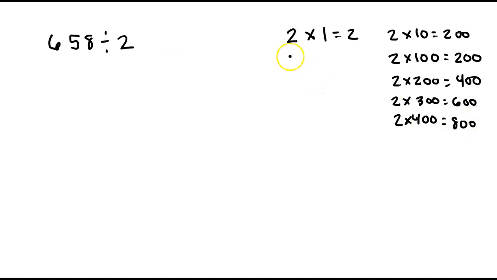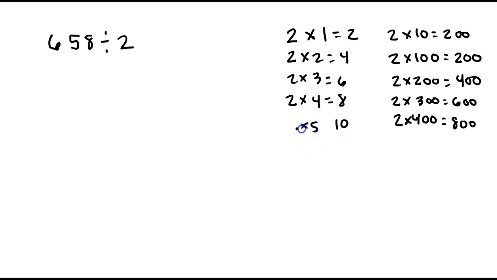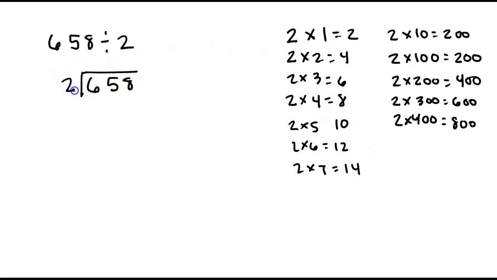So once again, I want to go back to my multiples of 2 and single digit. So 2 times 2 is 4. 2 times 3 is 6. 2 times 4 is 8. 2 times 5 is 10. 2 times 6 is 12. 2 times 7 is 14. Okay, so I'm going to rewrite this as 658, and I'm going to divide it all by 2.